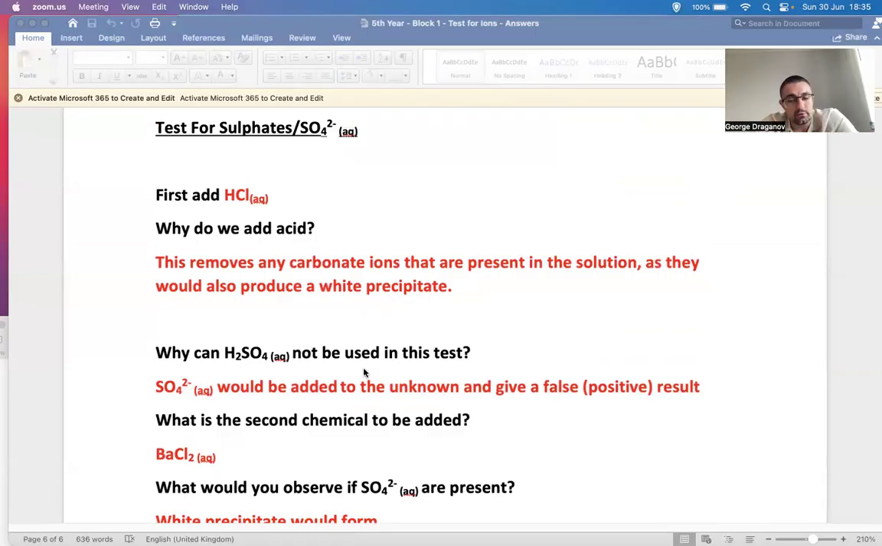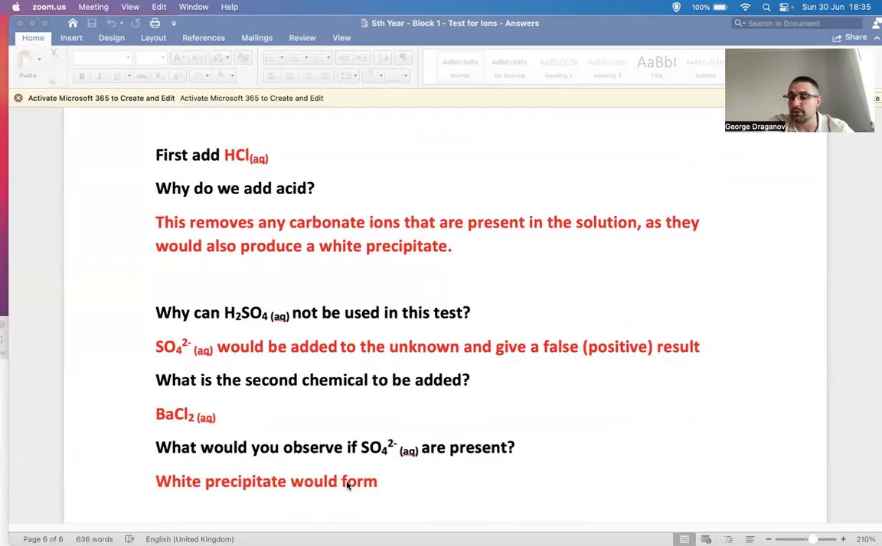Now, the actual test involves two steps. Step one is to add hydrochloric acid or nitric acid. I will just go for hydrochloric. And make sure there's no fizzing. And then to add barium chloride and observe a white precipitate. That is the test. Now, let's break it down.